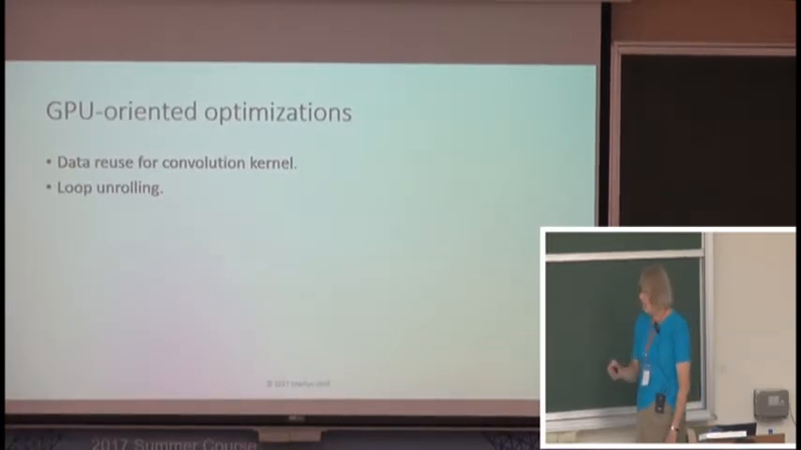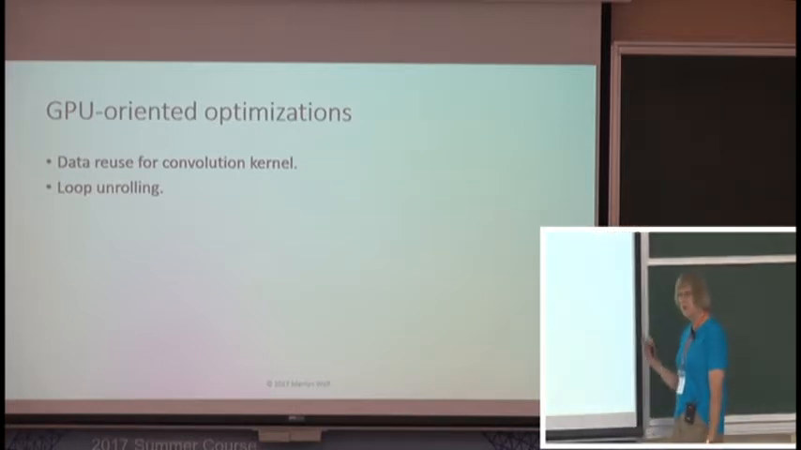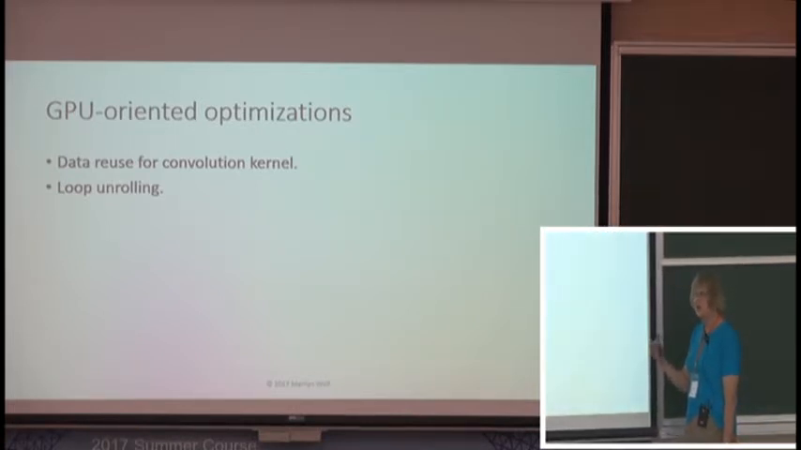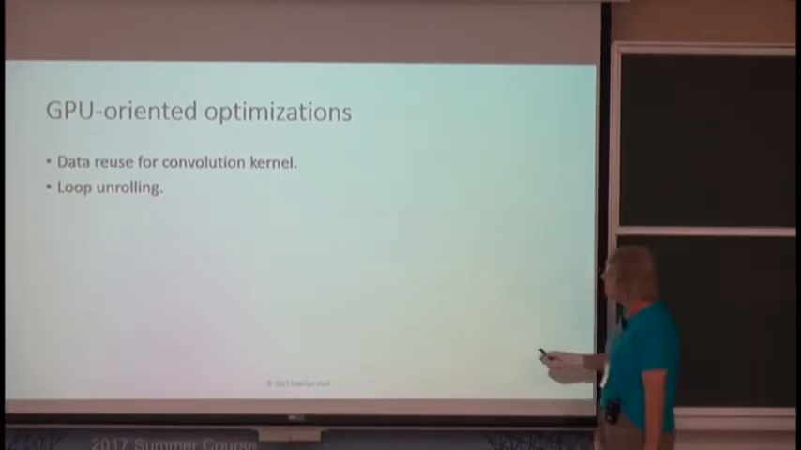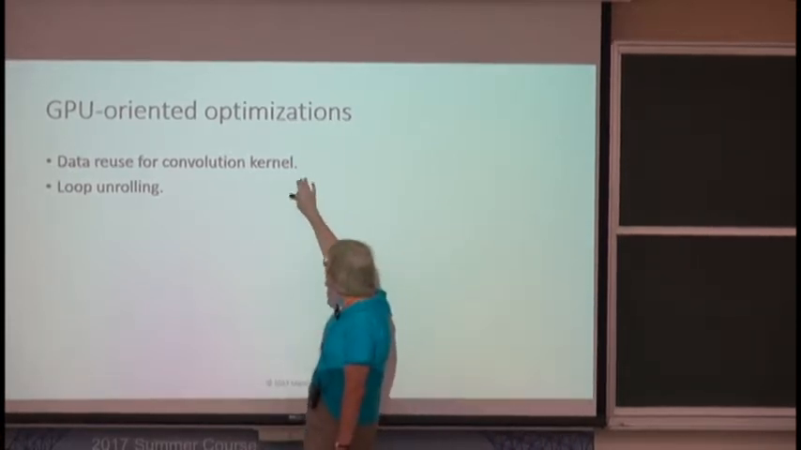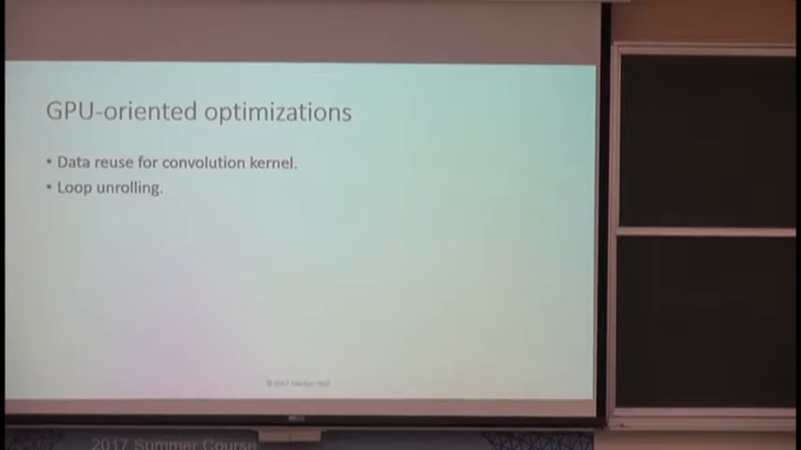So let's think for a minute about the kinds of optimizations we want to do for neural networks, and specifically how we would do them on GPUs. Okay, so we want to look at data reuse, which is very important in convolution. We also want to look at loop unrolling.